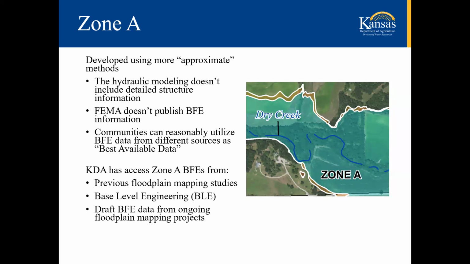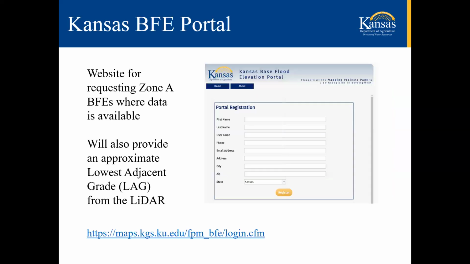So we have these different resources that we can utilize, and we use the base flood elevation portal to formally process these requests. So if you do have a project in a zone A, this is the preferred format that we use, so we can see exactly where the information is needed. And so that's the link down at the bottom. You can just Google Kansas Base Flood Elevation Portal and it should pop up. So you can register for an account.